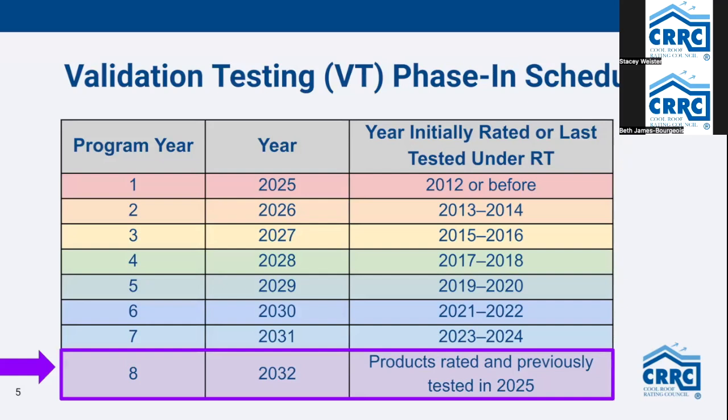In the last row, you can see that once we reach 2032, the products that were validated in 2025 will be due again. And also, any product that was initially approved in 2025 will be due for validation for the first time. All active products are due for validation testing 7 years after initial approval of the ratings or last tested under random testing, and every 7 years thereafter. There may be circumstances where a product may be required to be validated before 7 years if challenge testing is invoked.